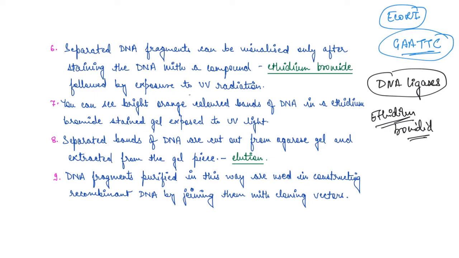Then these DNA fragments are purified and used for constructing recombinant DNA by joining them with cloning vectors. So this is the way through which we separate and isolate the DNA fragments, and then we use these fragments for recombinant DNA technology. We integrate them with the cloning vectors. So, guys, with this, we have finished the first tool of recombinant DNA technology, which is restriction enzymes.